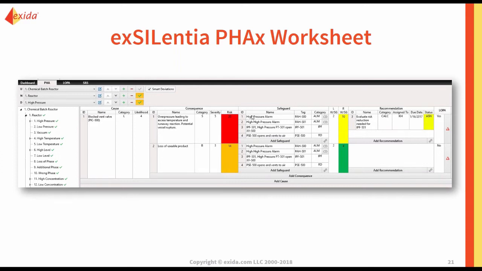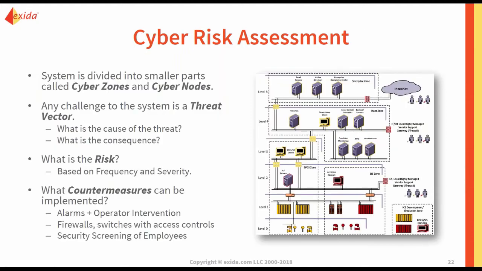Then you have your safeguards. So you have some high pressure alarms. You have an instrumented protective function and a rupture disk. And then obviously any recommendations are documented, and you might move on to analyze this in a LOPA. For cyber, it would look a lot the same.